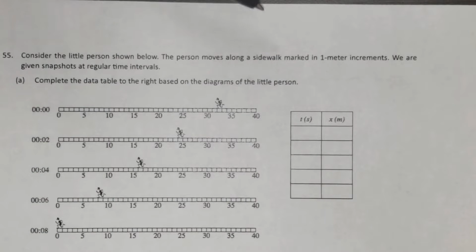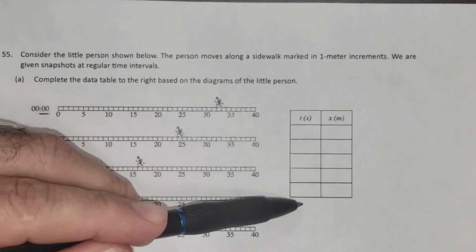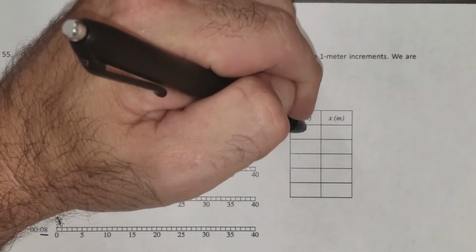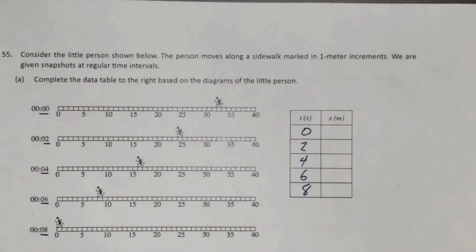We are told here in the problem that this little person is walking along a sidewalk that is marked in 1 meter increments, and we're given snapshots at regular time intervals. So for time, we have 0 seconds, 2 seconds, 4 seconds, 6, and 8 seconds. So we can just go ahead and fill that in down here. So 0, 2, 4, 6, and 8 seconds.